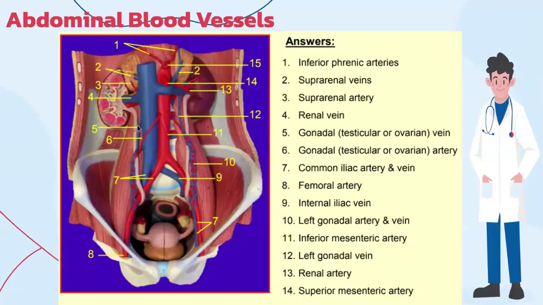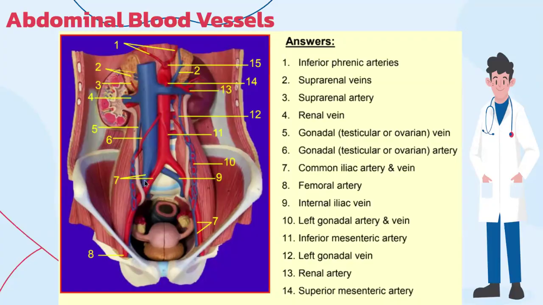Now at number 5 over here, this is your gonadal vein. And number 6, the one in red, is your gonadal artery. Then you have your common iliac artery and vein, number 7. So these ones over here. This is the first area where they start to branch off. You have your abdominal artery over here in red, and then it branches off into the common iliac artery, and then in blue, vein.